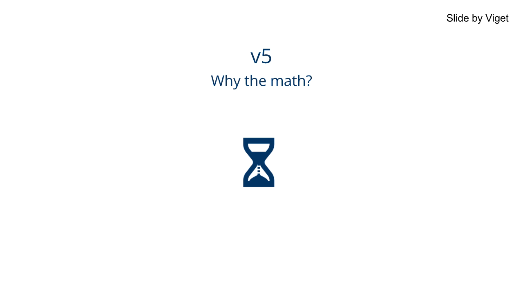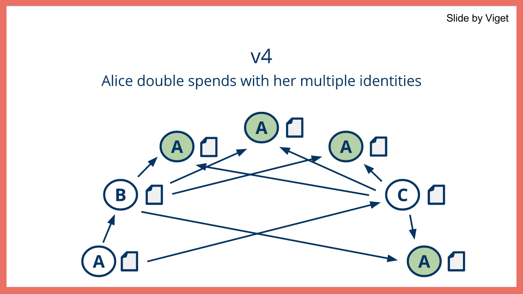So you're probably wondering, why does David's computer have to solve this math puzzle? This is a really important question. By requiring David's computer to solve this math puzzle, we're actually solving the problem of double spending. So let's take a look at that example again. By setting up a large number of identities on the network, Alice can fool Bob and Charlie.